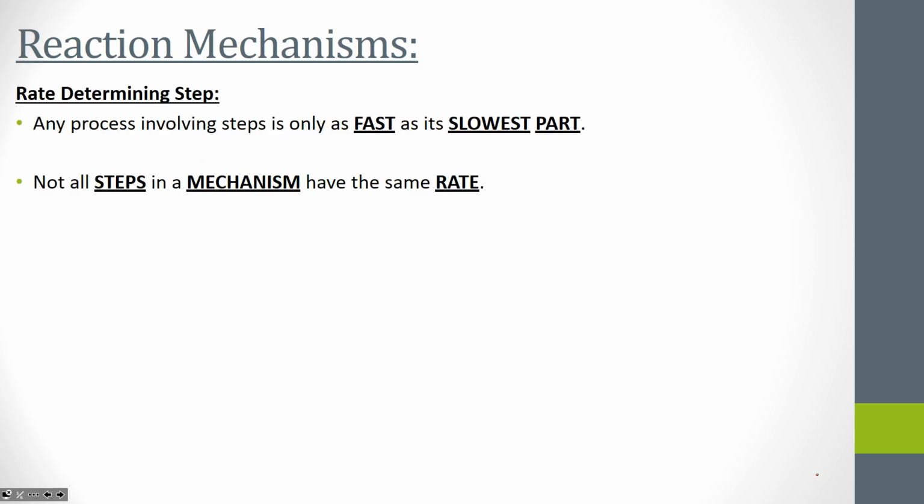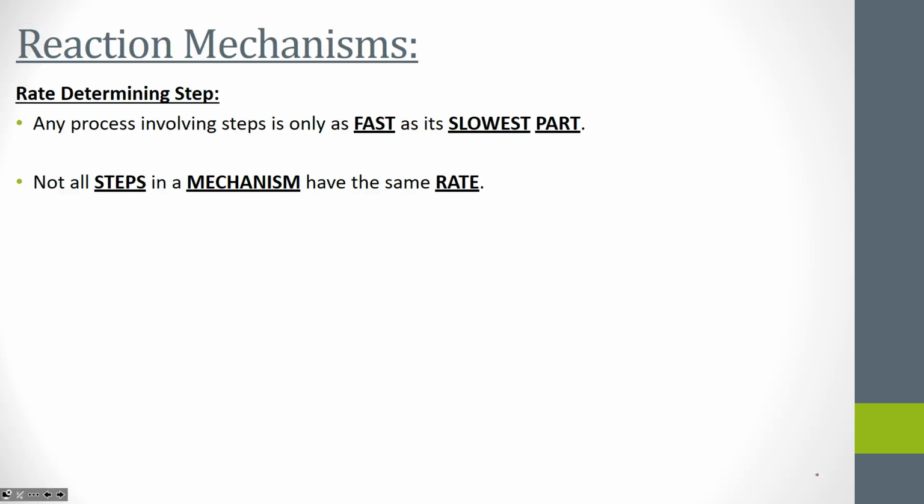Now, anytime you have a series of steps, you always will have a rate determining step. Anytime you have an assembly line or some sort of process, you're always going to have a step that's your slowest step, and you can only ever go as fast as your slowest step. Not every step is going to have the same speed.